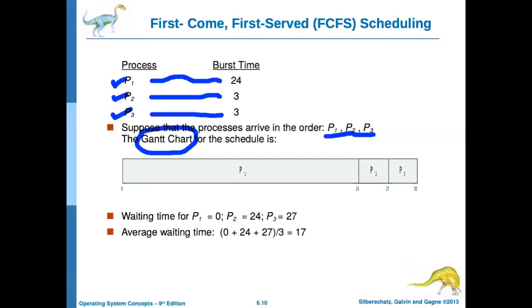Right. Now P1 arrived first, and the burst time for P1 I mentioned here in the example is 24. So definitely what will happen is from 0 to 24, somewhere here, 0 to 24, something like this.